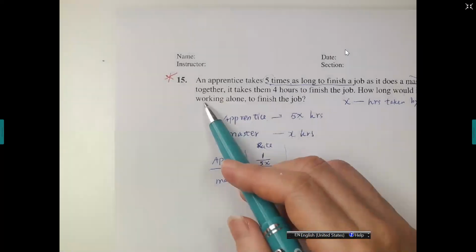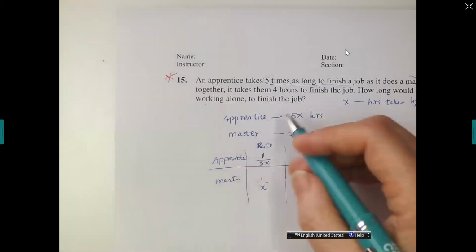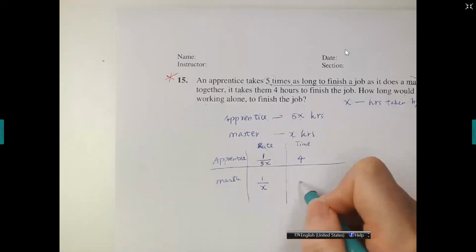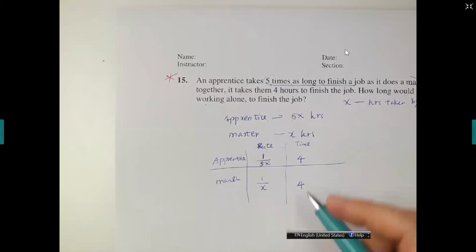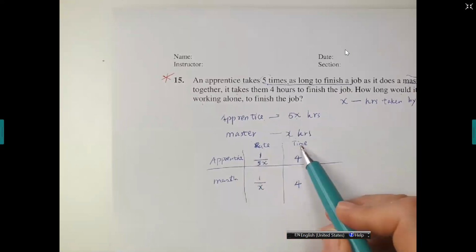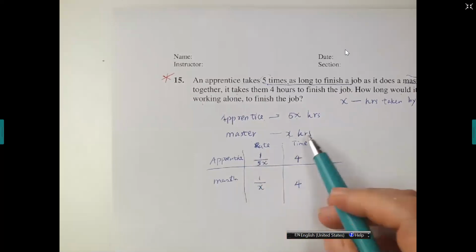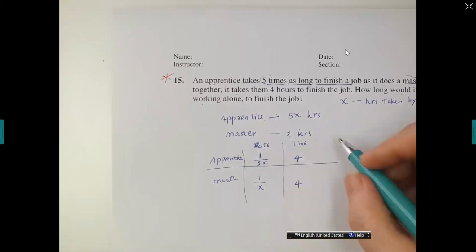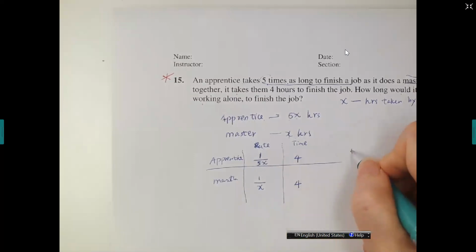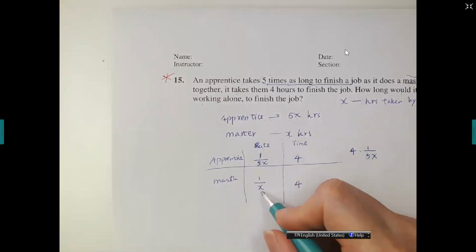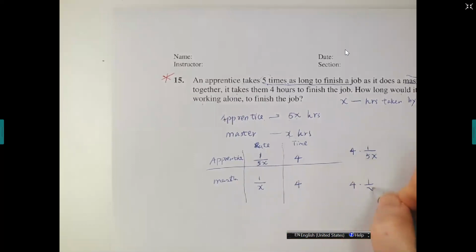So working together, it takes them 4 hours. The time to finish the entire job is 4 hours. Both of them work 4 hours. Now the rate for the apprentice is 1/5. He works 4 hours. How much work is done? Always multiply the time by the rate. So the work done by the apprentice is 4 times 1/5. The work done by the master is also time times the rate, 4 times 1/x.